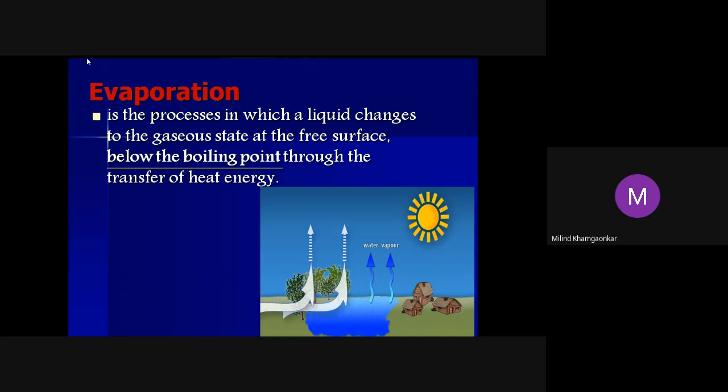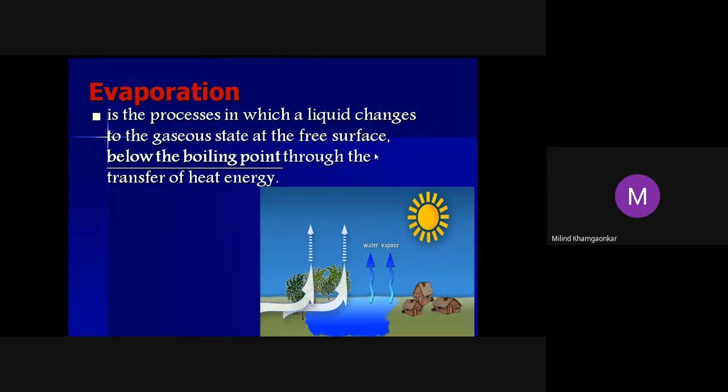So the evaporation we will now be discussing is the process in which liquid changes to the gaseous state. Friends, you all know that liquids, maximum of the liquids, generally exist in three states. Here we are discussing water, therefore water always exists in three states: liquid, solid and gaseous state. So the liquid changes to the gaseous state at the free surface.